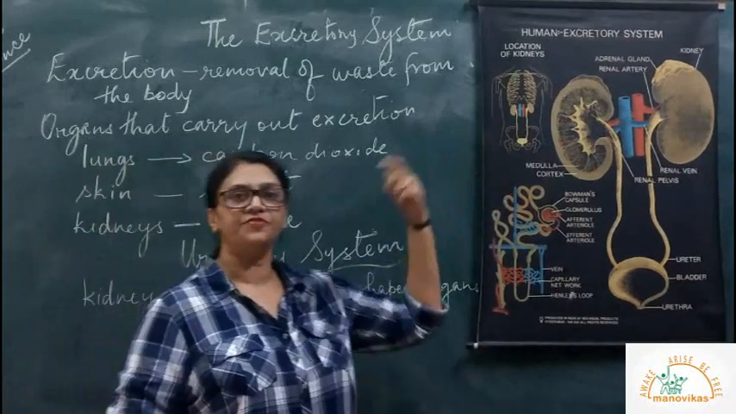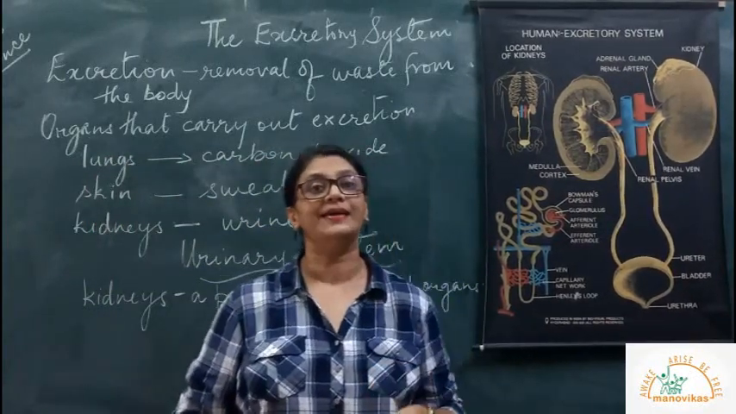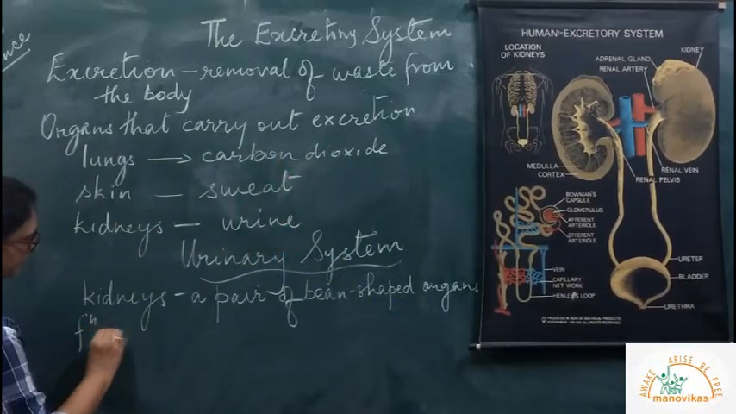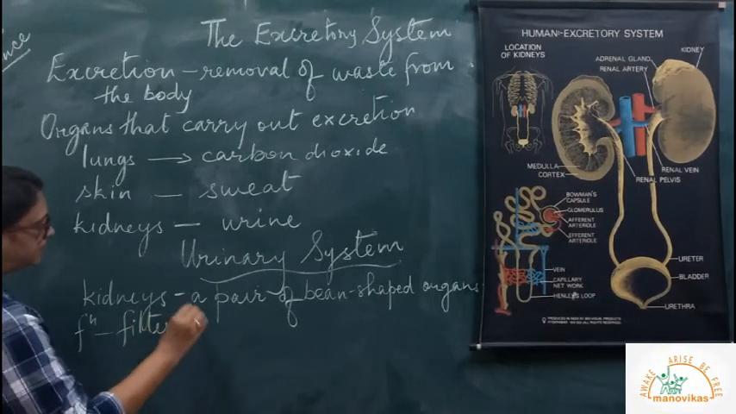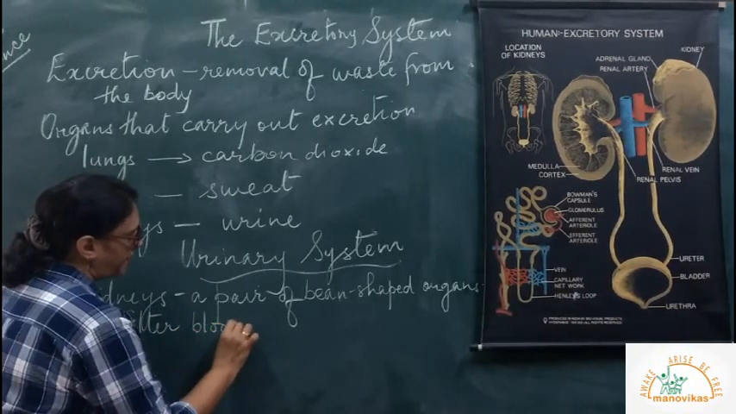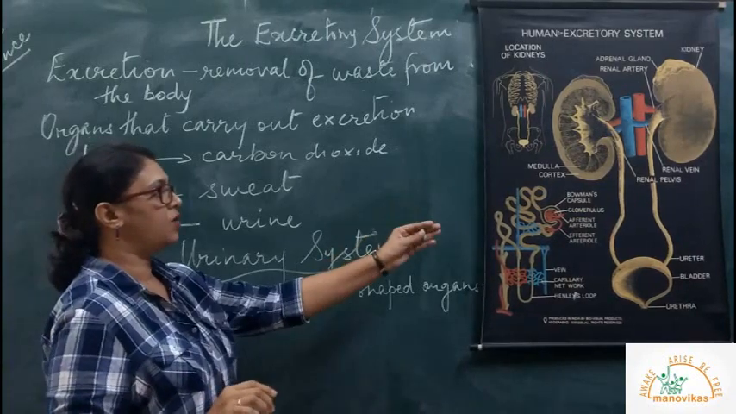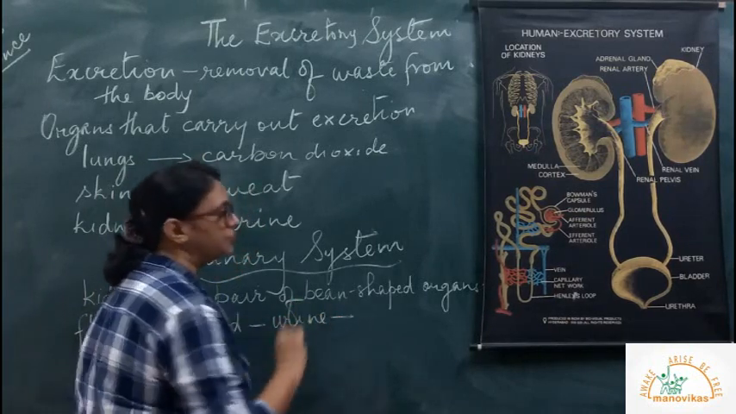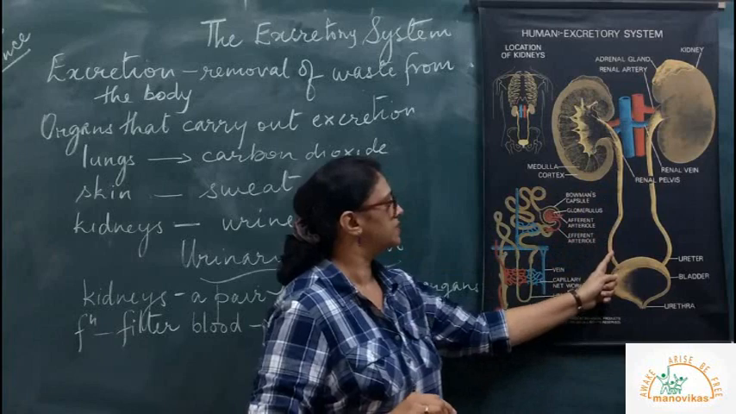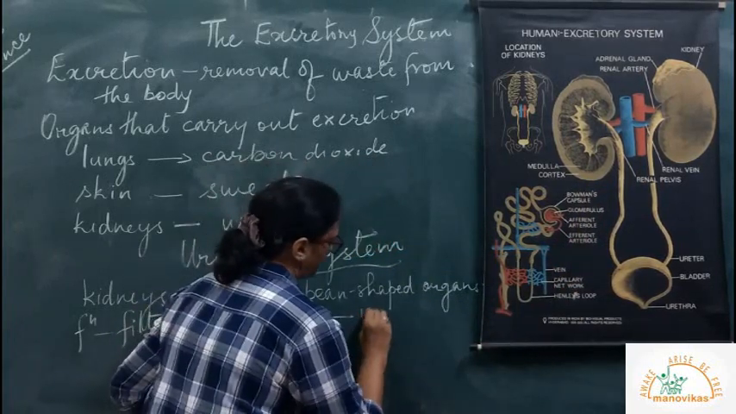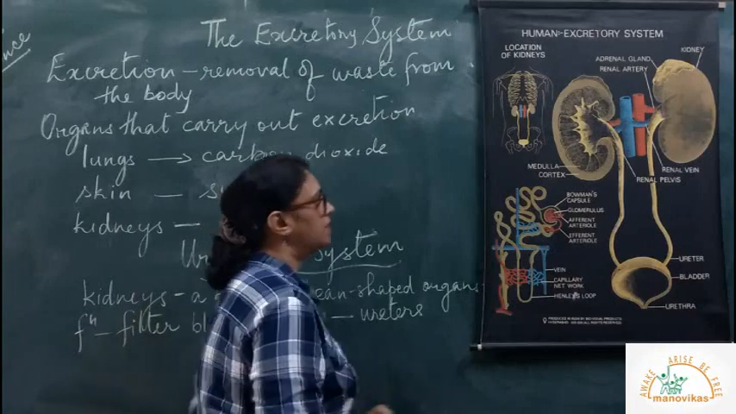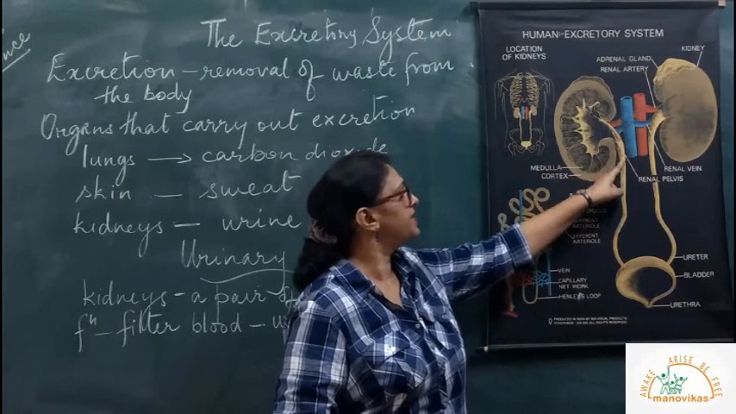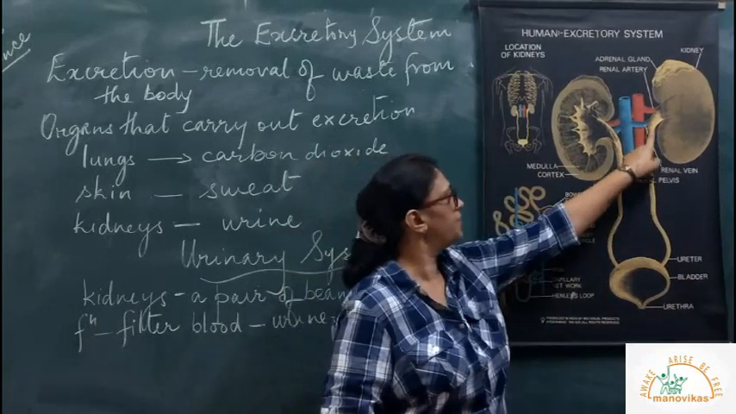Now, what is the function of the kidneys? The function of the kidneys is to filter blood and pass the waste out. What is the waste? Urine. Through the ureters. The kidneys filter the blood and the waste, which is urine, is passed through the ureters.